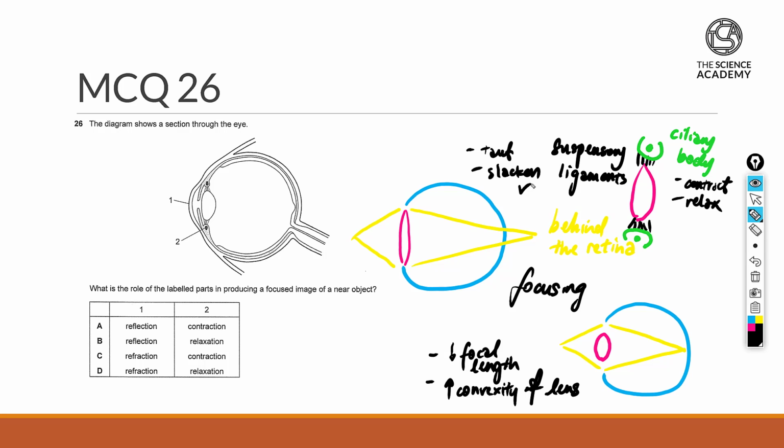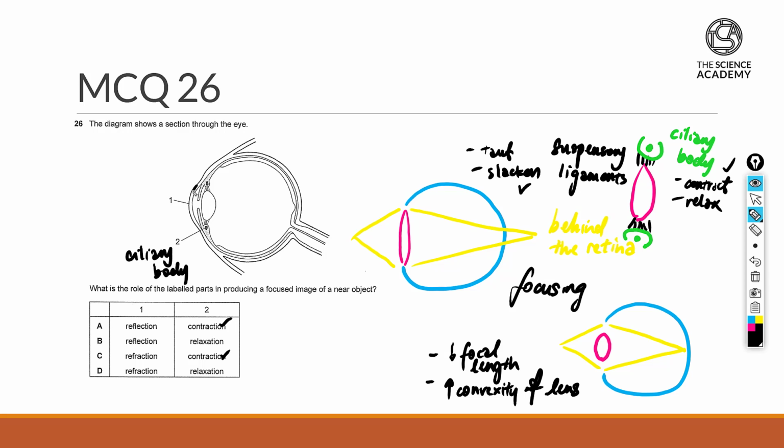And the suspensory ligament and ciliary body are pretty antagonistic. So if the ligament is slackened, the ciliary body actually has to contract. So we're looking for the contraction of number 2, which happens to be the ciliary body.